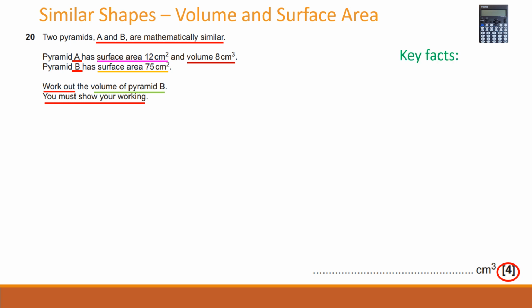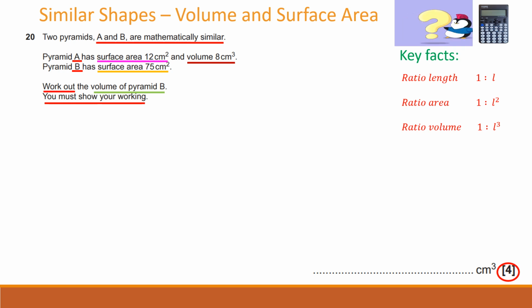The key facts you're going to need: for the ratio of length, it's 1 to L. The ratio of area is 1 to L squared, and that includes surface area. And the ratio of volume is 1 to L cubed. And these 3 facts are going to be really helpful when we're looking at the ratios between the different surface areas, volumes, and the length.